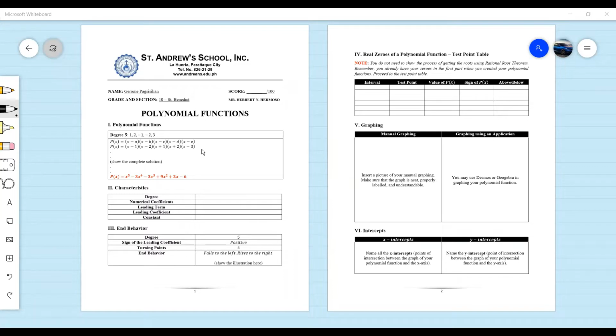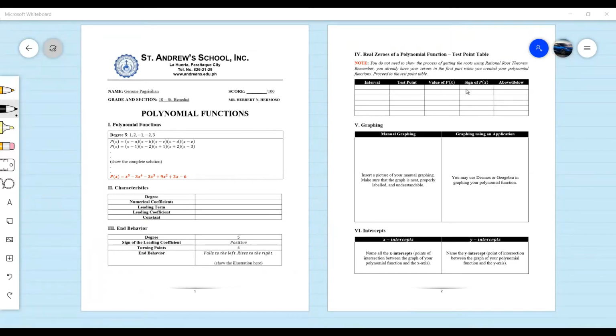Let me start over because there are students who were absent during our discussion of this one. So this is all on polynomial functions. What to do in your performance task: you are asked to create your own polynomial function of degree 5 or 6, and then you will find the characteristics. Third, you find the end behavior. Fourth, you find the real zeros of the polynomial function using the test point table.